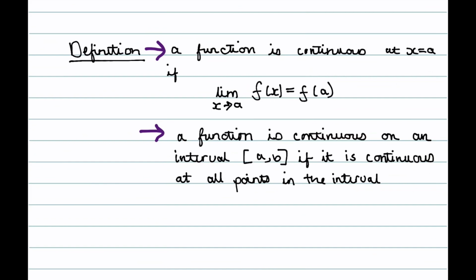So here we'll be looking at limits and continuity. There's a couple of definitions to keep in mind. Firstly, a function is continuous at x equals a if the limit of f of x as x approaches a is equal to the function value of f at a. And the second definition to remember is that a function is continuous on an interval ab if it is continuous at every point in the interval.